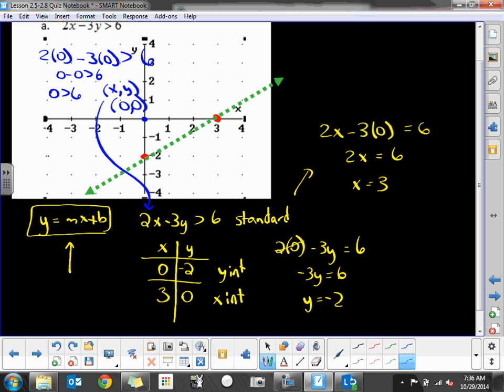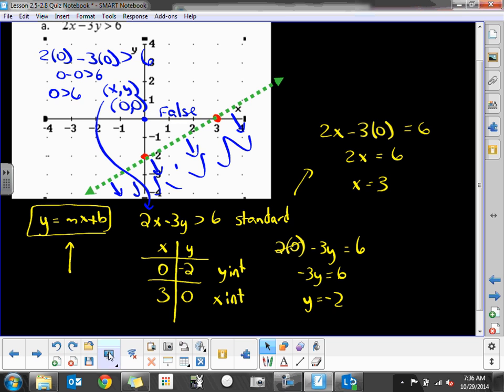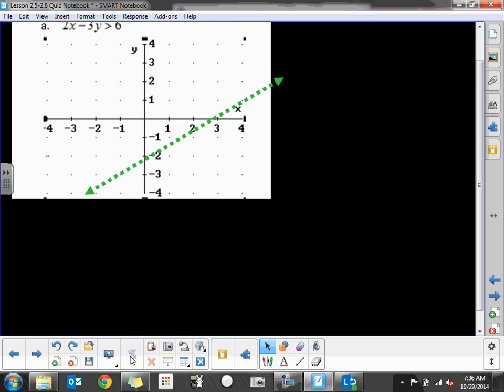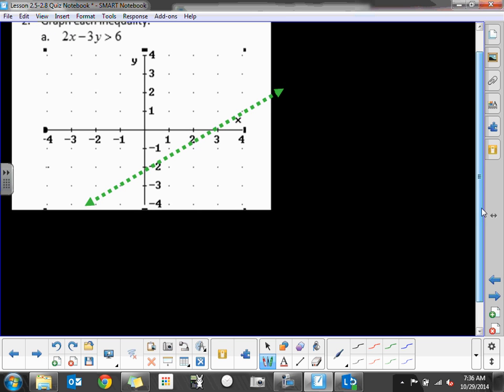Because 0 is not greater than 6, this side of the line gives us false statements, but we only want to know whether our values are true. So that is on the bottom side. I can either shade or just put arrows down there. But that's how I graph a linear equation when it's not in slope-intercept form. Put in your x and your y intercepts. Now, there were a few of you that tried to put it in slope-intercept form, which works perfectly well. I'll try to illustrate that quickly here.